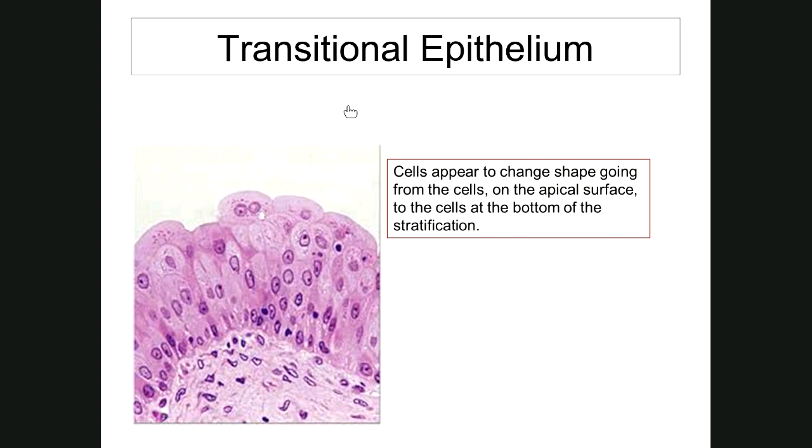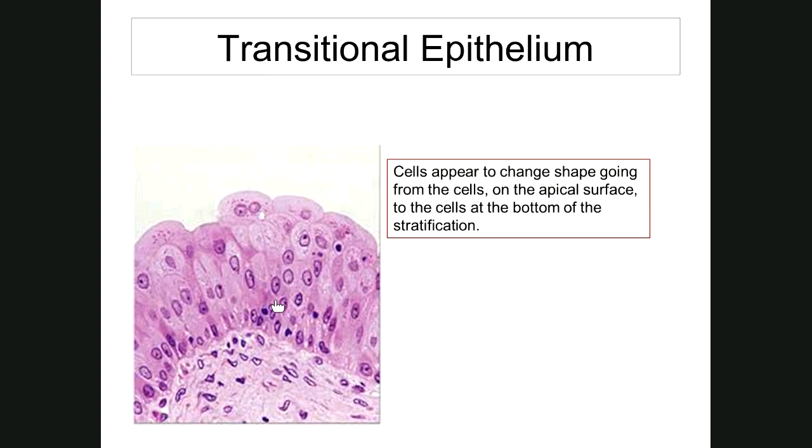But look at the transitional appearance. This is something that's very, very visual. Look at the cells on top. See that nucleus? It's implying that the cell, as well as the nucleus, is somewhat round. As you go deeper, look what happens to the shape of the nucleus. It becomes more and more oblong or more oval. So they appear to be transitioning from round to possibly column-shaped.